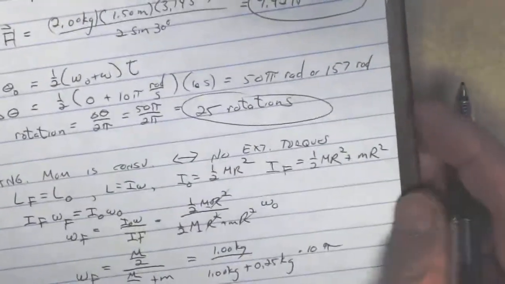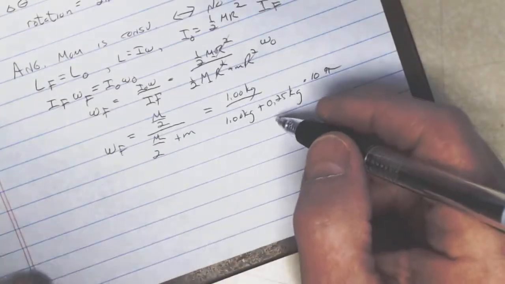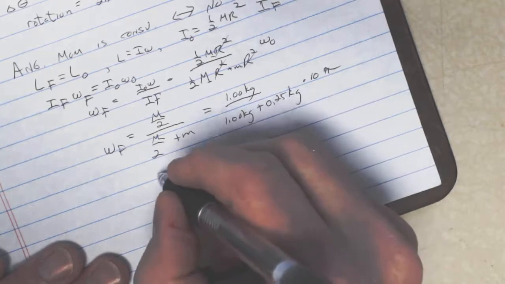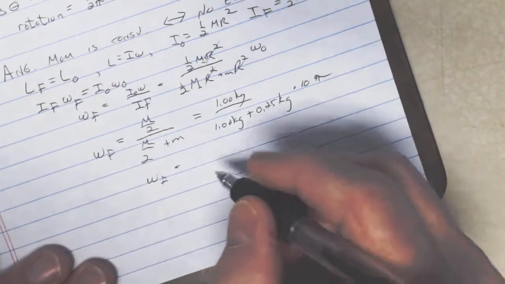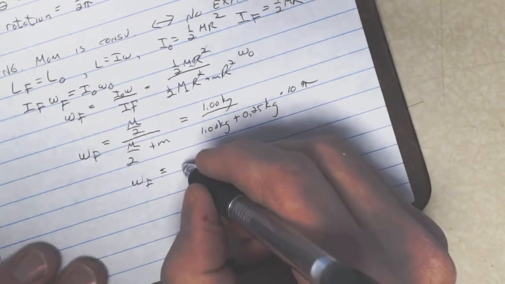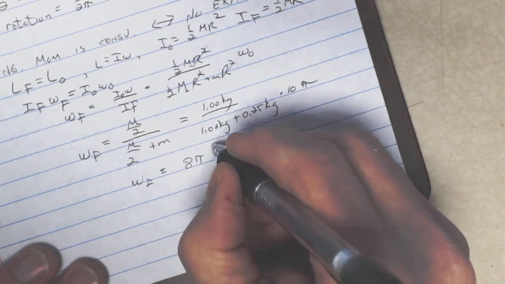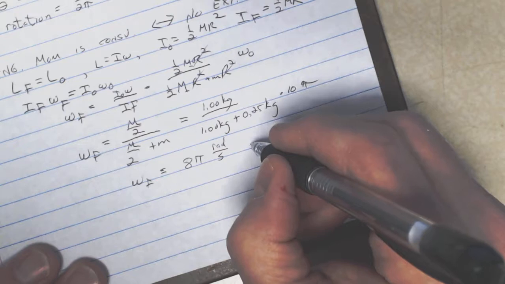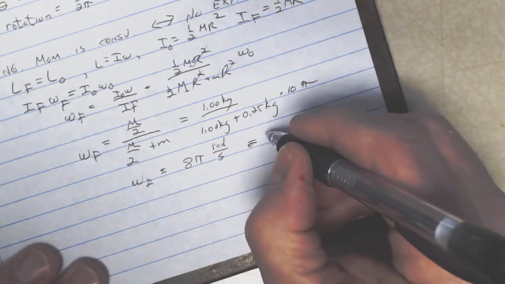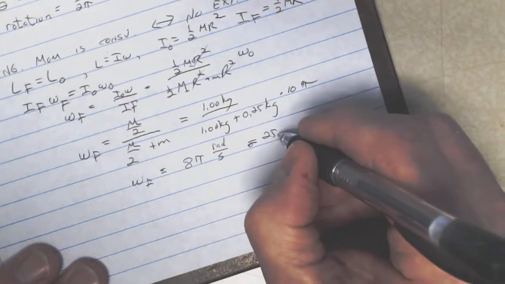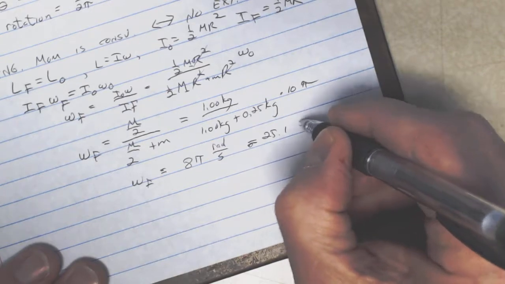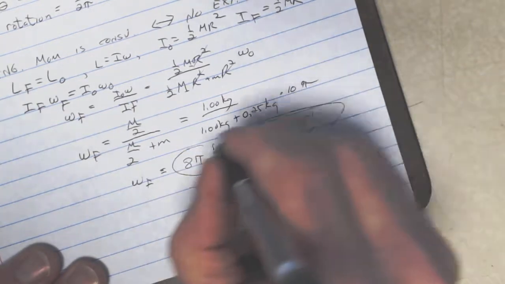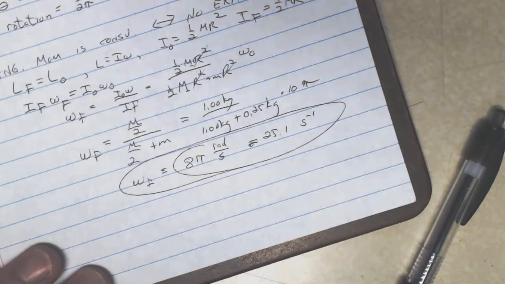And we're almost done. Just do the math, and you find that omega final equals 8 pi radians per second, and you can leave out the radians if you want and just say per second, or equal to, put in the pi, 25.1 per second. I'll just do per second for this case. And we're done with problem number 1.